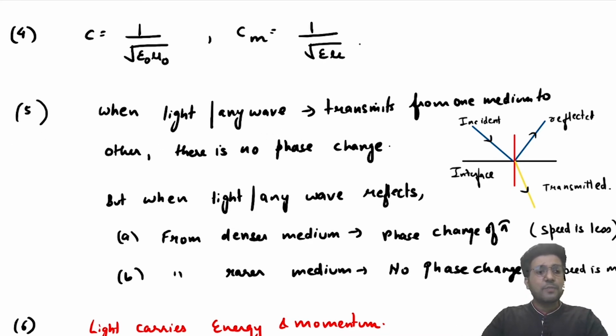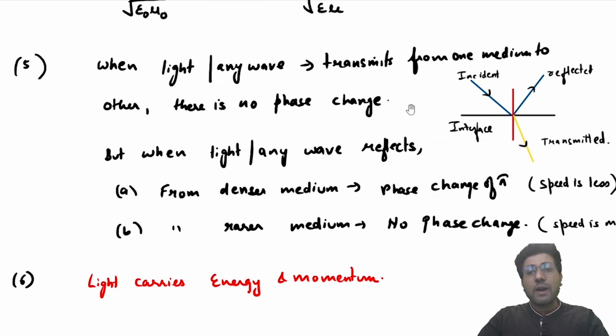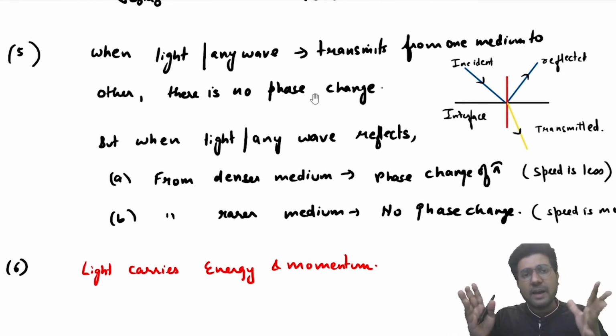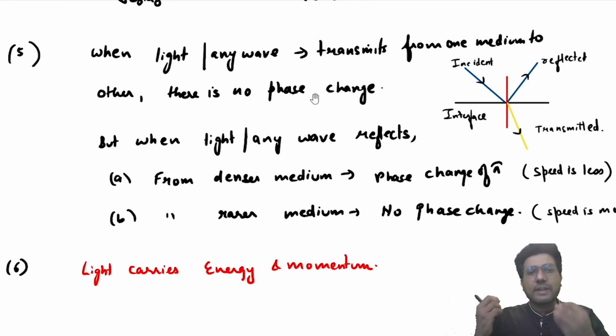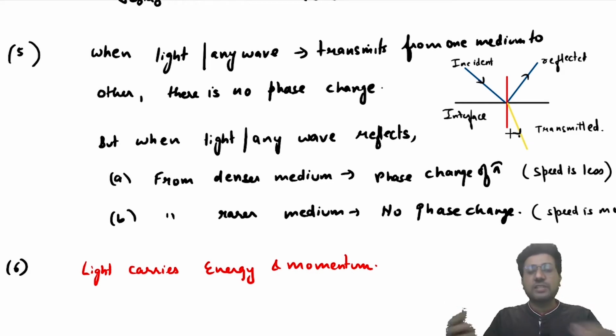Okay, next point is when light or any wave transmits from one medium to other. So any wave, this is a general phenomena, for any wave it is valid. So when light or any other wave transmits from one medium to other, so this light is transmitting from here to here, in that case there will be no change in phase.